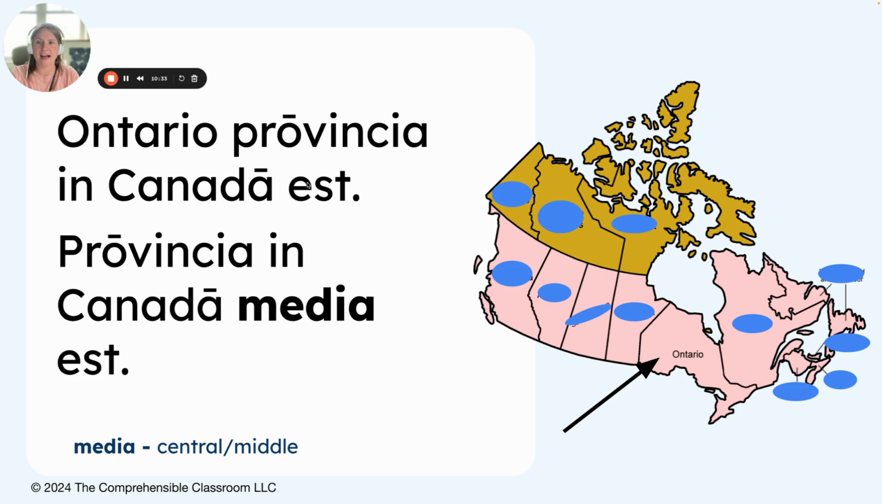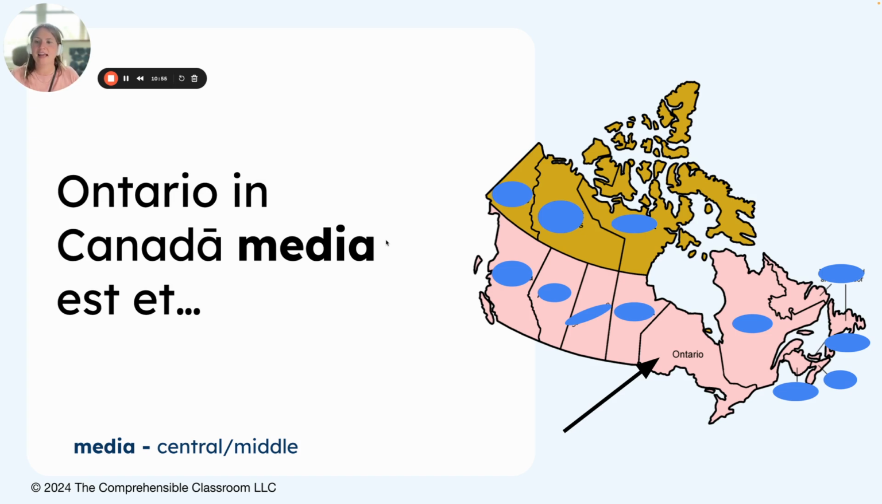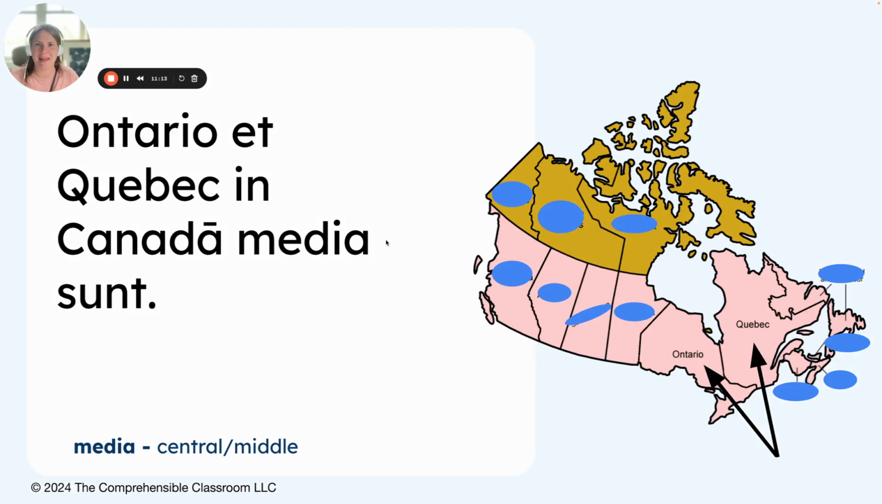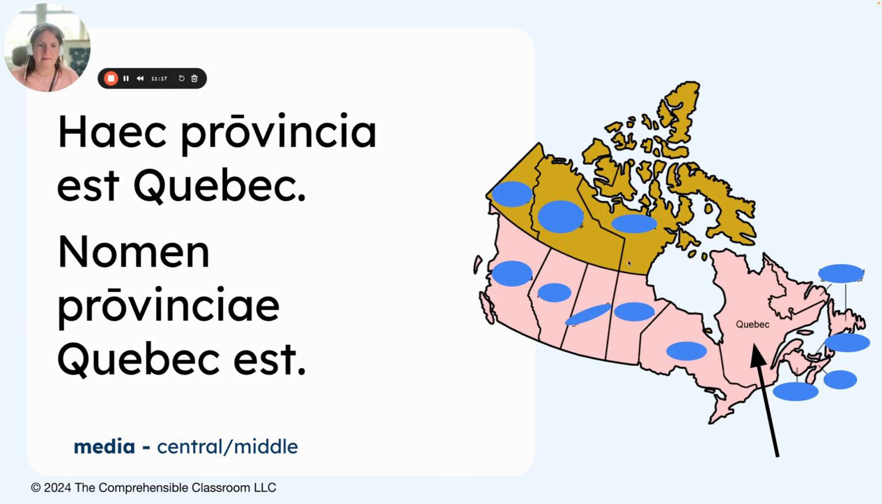Ontario provincia in Canada est. Provincia in Canada media, Central Canada. And again, if you're like me, you're like, oh, it's more toward the east. In Canada media est, considered Central Canada. Ontario in Canada media est et Quebec in Canada media est. Ontario et Quebec in Canada media sunt. Got ahead of myself. Haec provincia est Quebec. Nomen provinciae Quebec est.